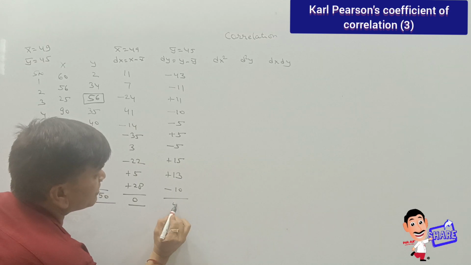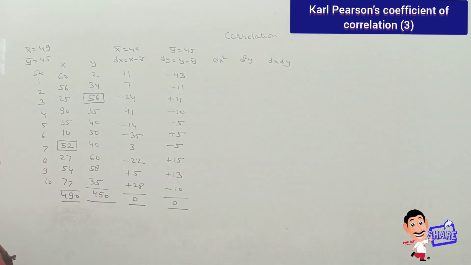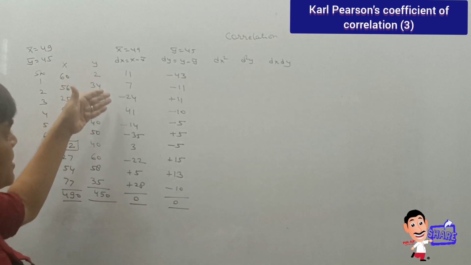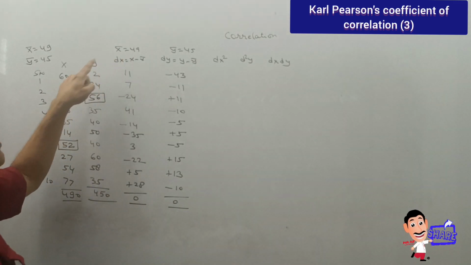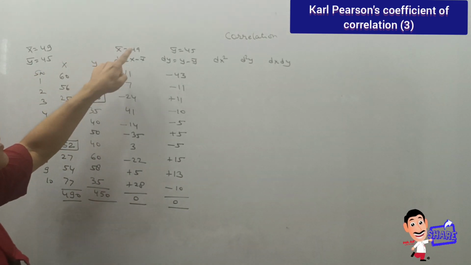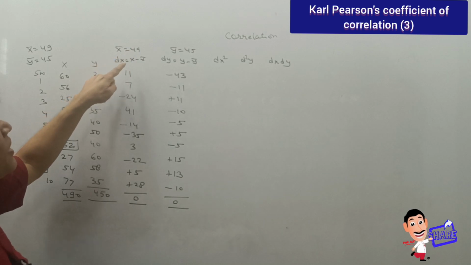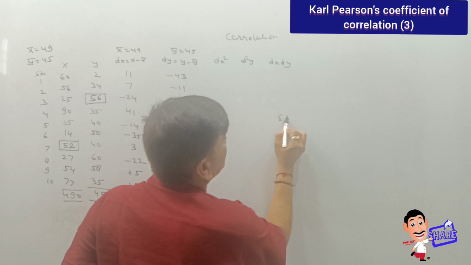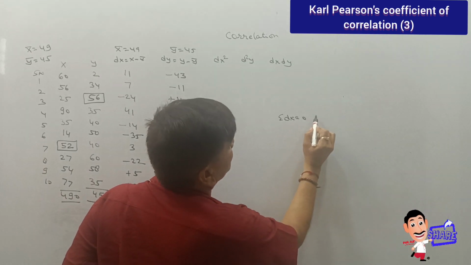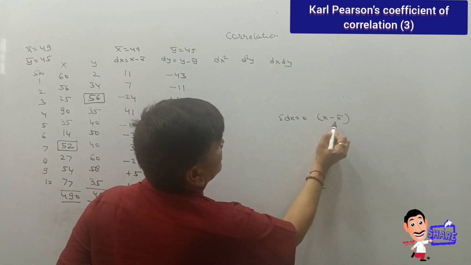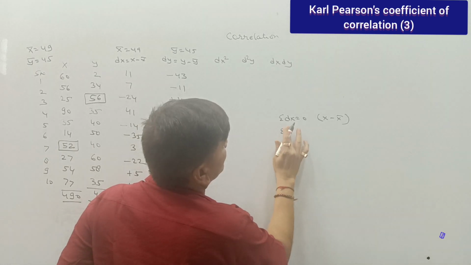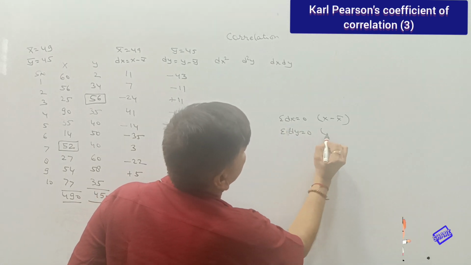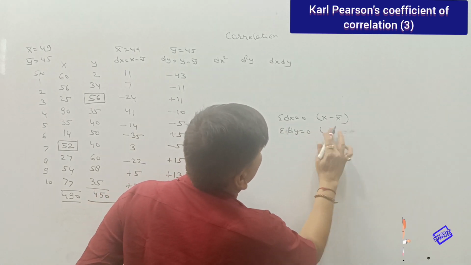Here the result will again be 0, because the deviation is taken from the actual arithmetic mean. The arithmetic mean was 49, so sigma dx will always be 0, and sigma dy will also be 0, if the deviation is taken from the real arithmetic mean.